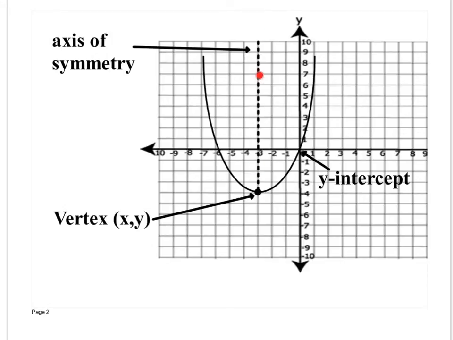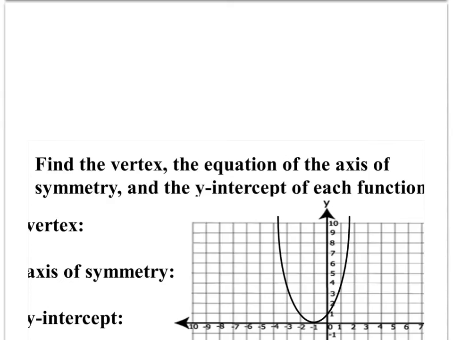This is the axis of symmetry. It's the line that splits it. What that means is it's equal on both sides. Okay? This is the vertex. It's also your minimum in this case, or if it's on top, it's your maximum. And your y-intercept. Where does it cross the y-axis? All right, that's what you use to figure out and draw a quadratic function.